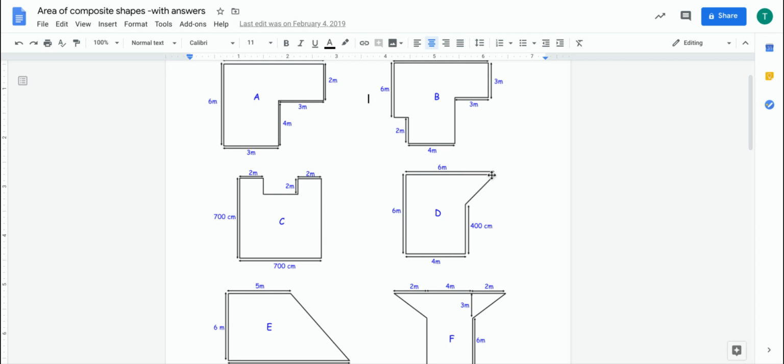This little bit must be 2 meters as well because 4 went to here. If 6 goes to here, then you must have 2 left over. So 2 times 2 is 4, divided by 2 is 2 meters squared. So you add 2 to 24 meters squared, and that gives you 26 meters squared.